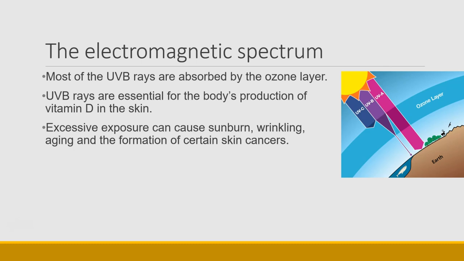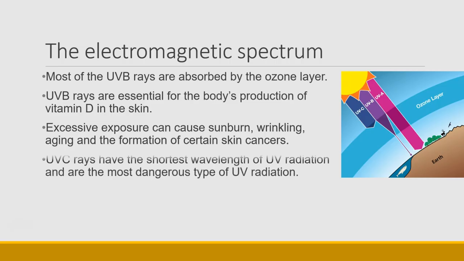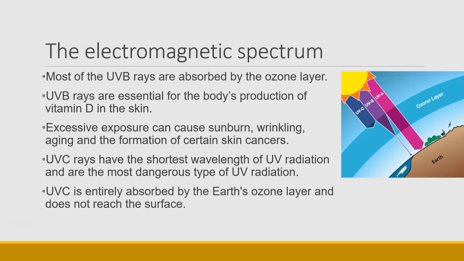Excessive exposure of UVB can cause sunburn, wrinkling, aging, and the formation of certain skin cancers. UVC have the shortest wavelength. They are potentially the most dangerous type of UV radiation. UVC is entirely absorbed by the Earth's ozone layer, and luckily it does not reach the surface of the Earth unless there is a hole in the ozone layer.